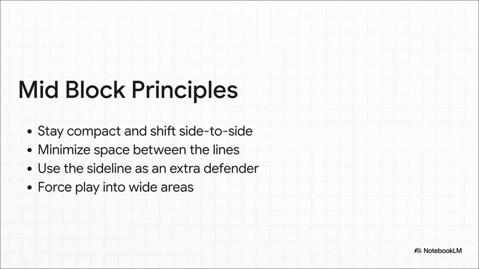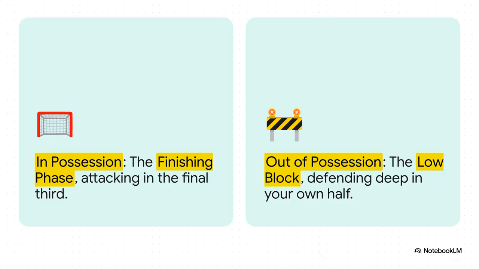The team gets really compact, shuffling from side to side like a single unit. The goal is to make it impossible to pass through the lines of defense and midfield. Often they'll try to use the sideline as an extra defender to trap the play in less dangerous parts of the field. And finally, if the attacking team gets into the final third, their finishing phase, the defending team drops all the way back into a deep, compact low block.